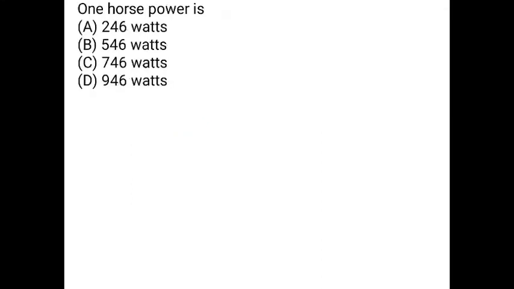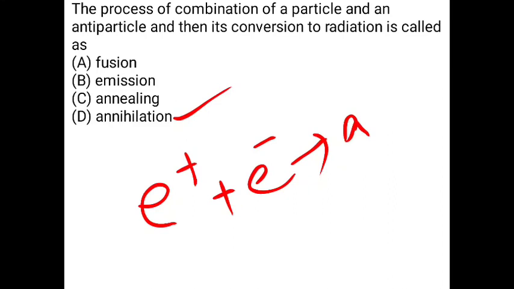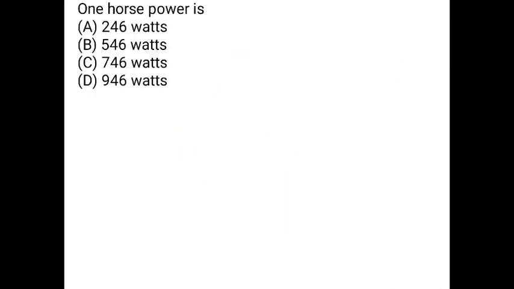The process of combination of a particle and an antiparticle and then its conversion to radiation is called annihilation. Positron plus electron results in the annihilation process. One horsepower is 746 watts.